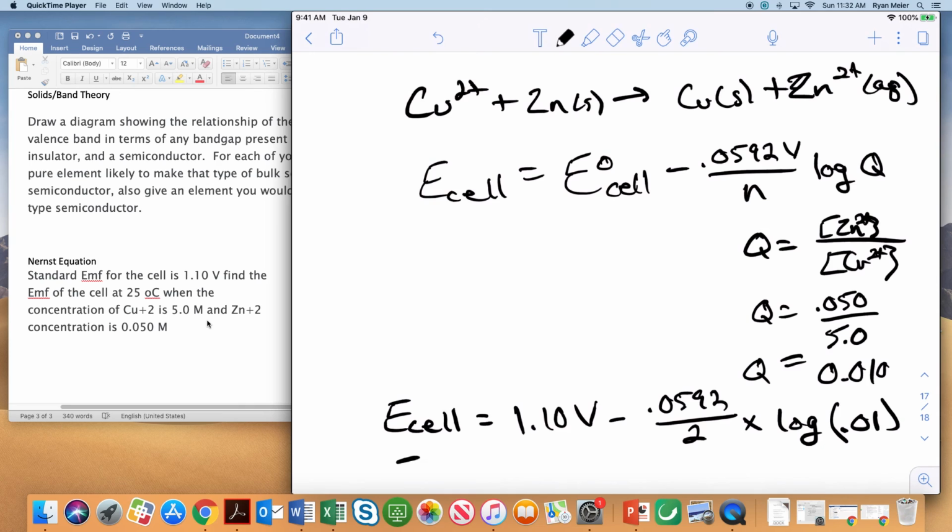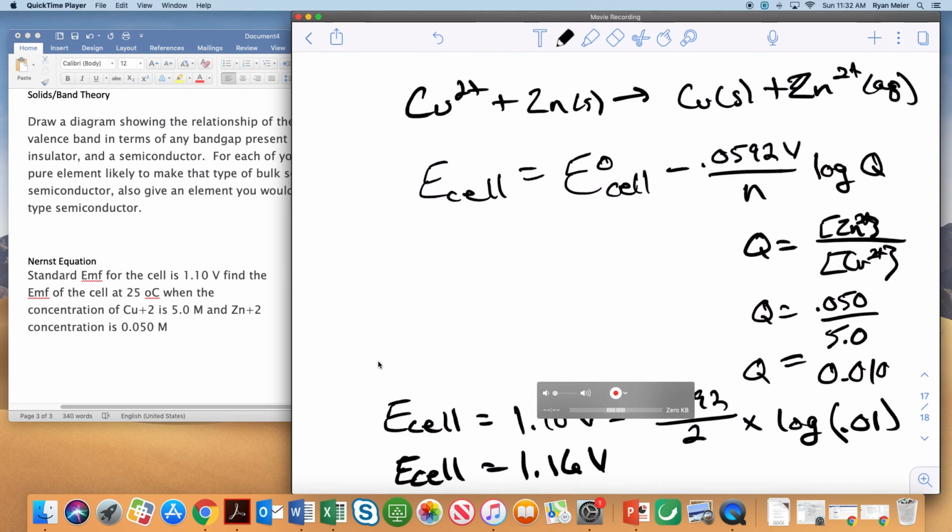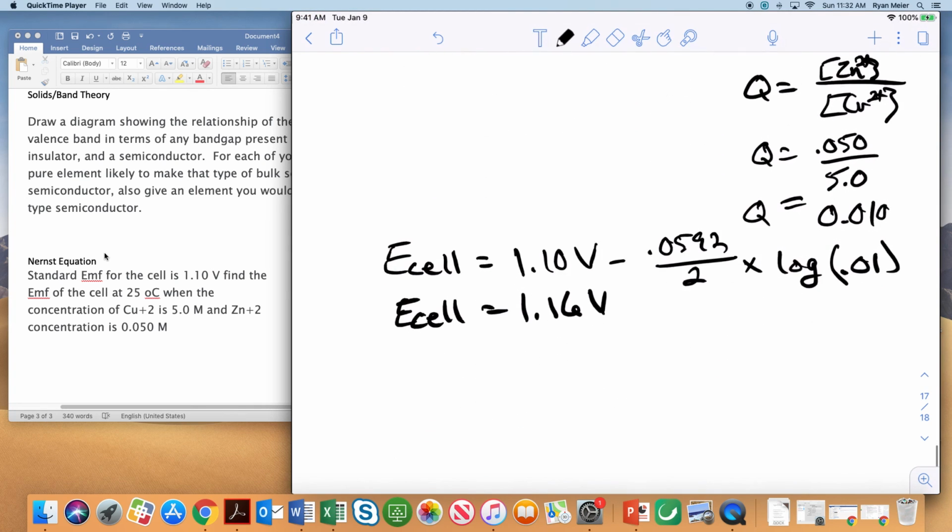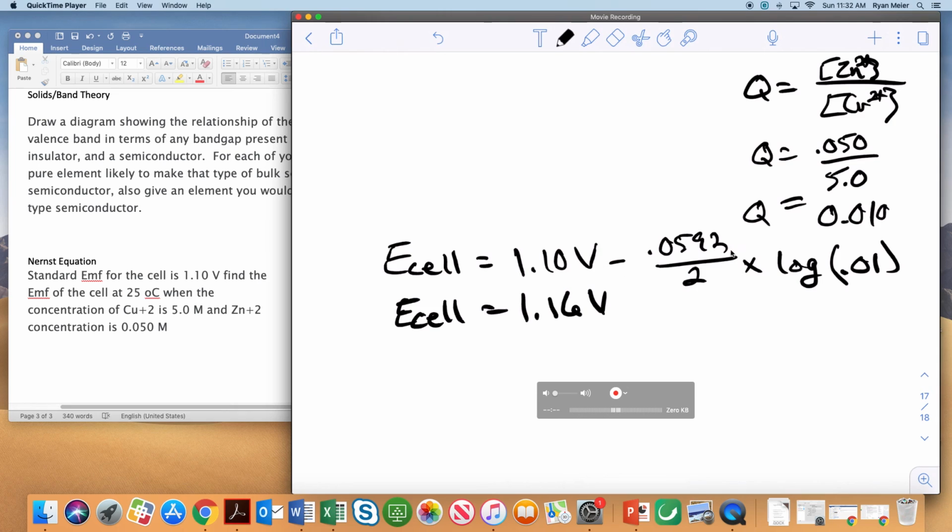So at the end of all this, I get a cell potential that looks like it should be about 1.16. And because this log of 0.01 is negative, as I'm putting things together, it's minus this chunk, but since this is -2 times all of this, that effectively becomes a plus because I have the two negative signs. So that's my final cell potential.